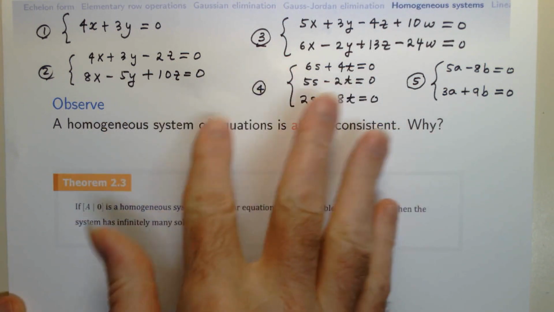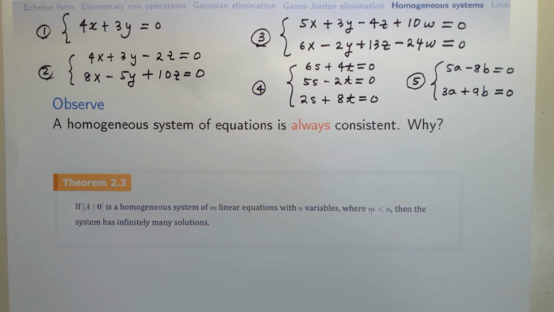Well, I've got 5 different homogeneous systems of equations here, and what this observation is saying is that each and every one of them is a consistent system. And I wrote these down somewhat arbitrarily, but I am guaranteed that these systems are consistent. And the question is, why must that be the case? Well, let's remember what it means to be consistent. A system is consistent if it has a solution at all, whether that solution is unique or whether there are infinitely many solutions. A system is consistent if it has a solution at all.